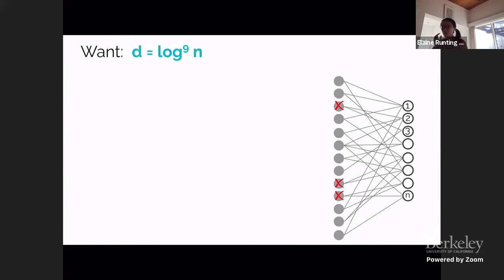Unfortunately, this is very nice, but the parameters actually don't work out, and I'll explain how to fix it. Essentially, we want the committee to be polylog size, so let's just say log to the 9. D is the degree of each left vertex. It's also the committee size.